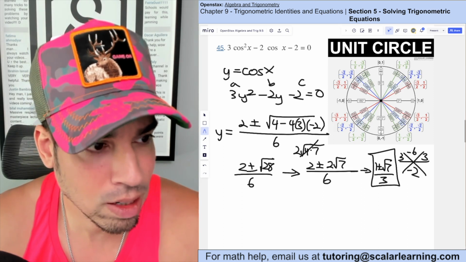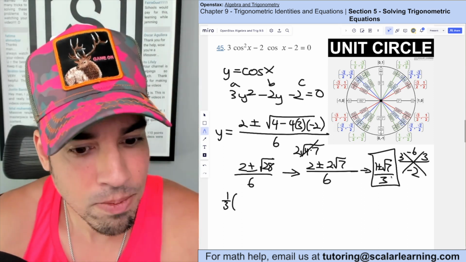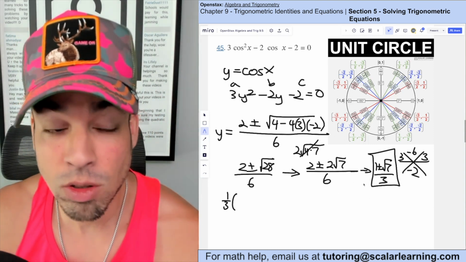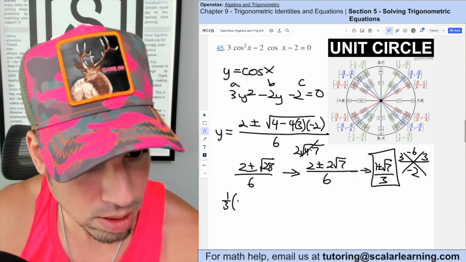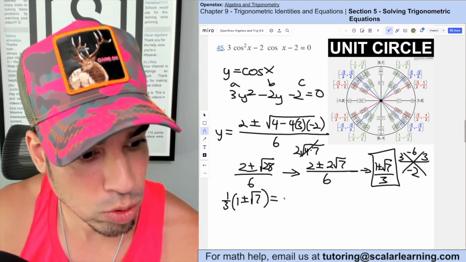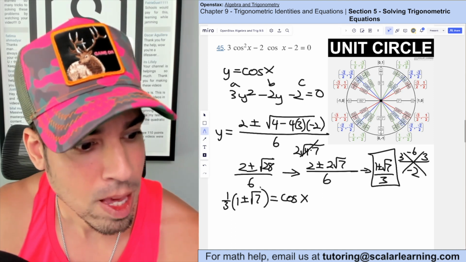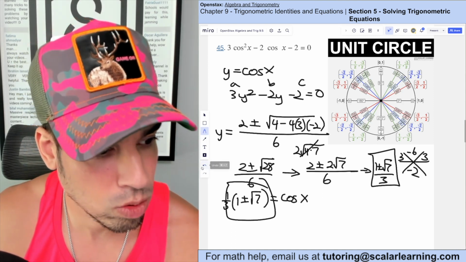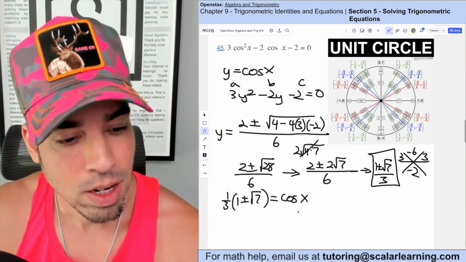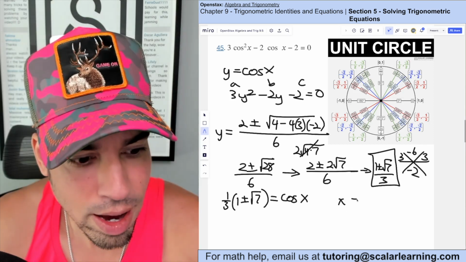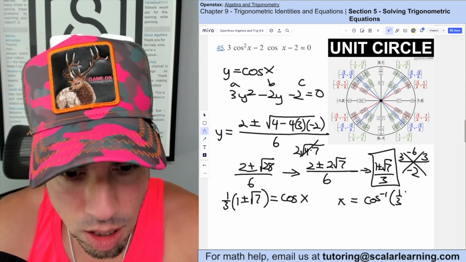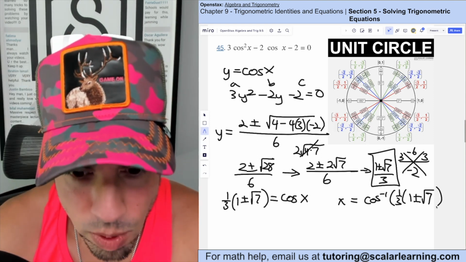Now we need to sub this back in for y to solve for x. I'm factoring out 1/3 from this only because they did it in the back of the book. Otherwise, it doesn't really matter. You don't need to. But I'll factor out a 1/3, and then I have left 1 plus or minus rad 7 is equal to cosine of x. Now, here's the deal. This whole thing is not on the unit circle, right? So I can't just look at the unit circle and find an equivalent value. But what I can do is take arc cosine of both sides. So x equals arc cosine of 1/3 times 1 plus or minus rad 7, okay?